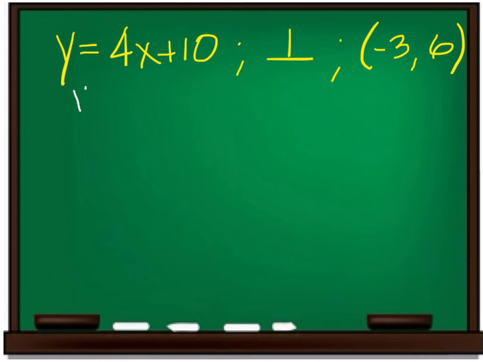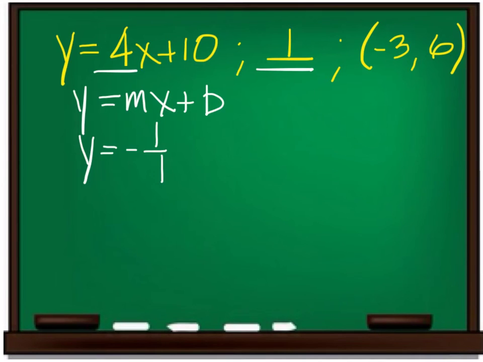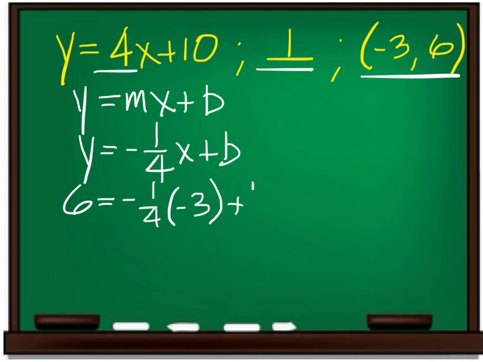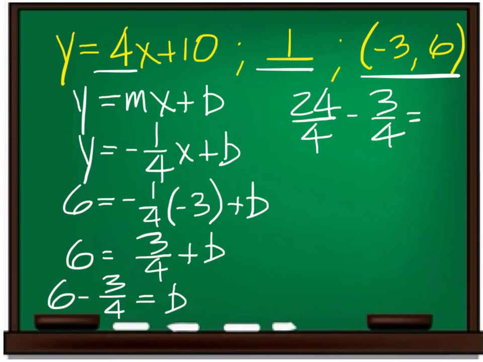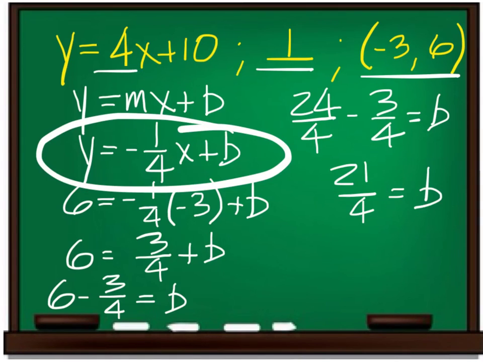On the practice problem, you should start with y equals mx plus b. The slope, since it is perpendicular, will be a negative 1 over 4. Plug in this point and then simplify. Move it to the left. Get a common denominator. Simplify and insert it here.